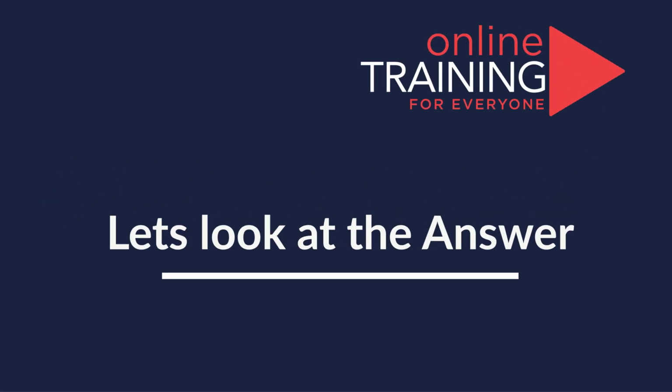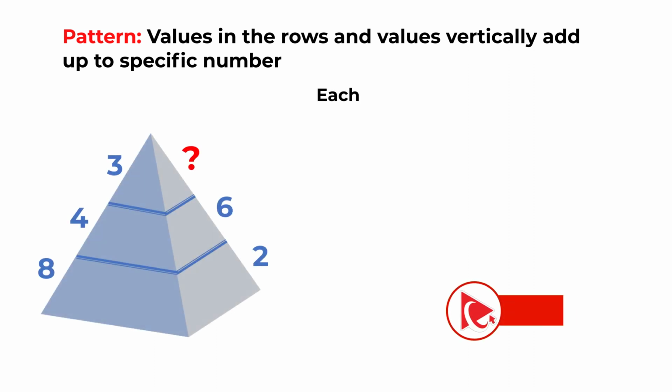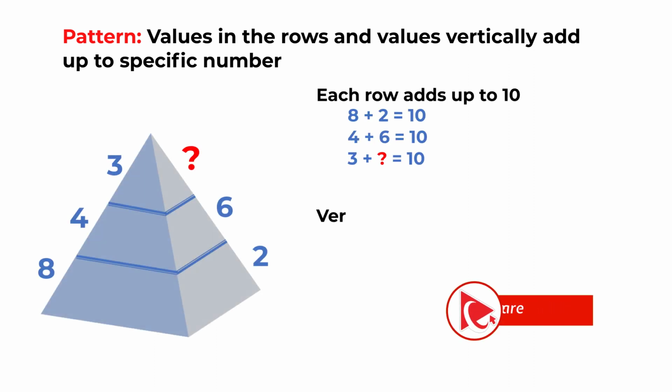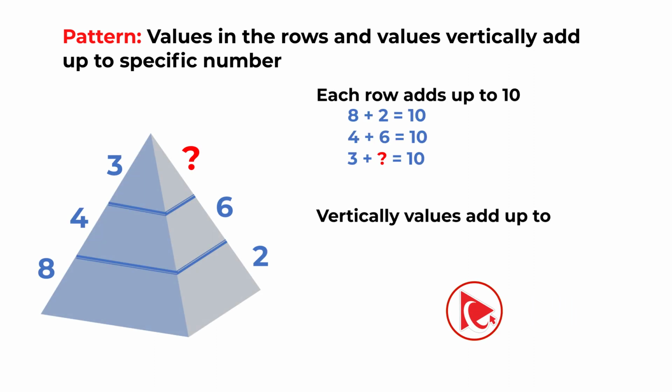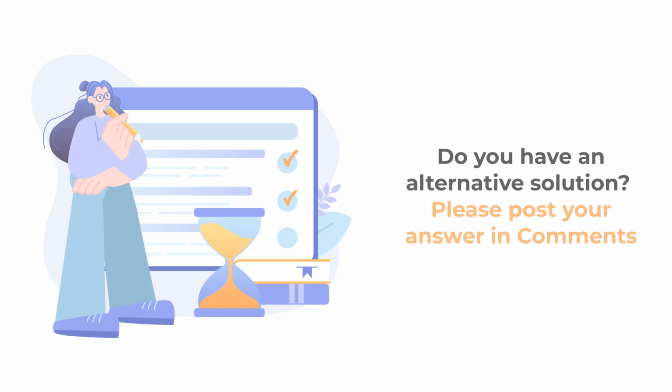As you might have figured out, the key to solving these types of challenges is always look for patterns. And if you look closely, each row adds up to 10. And vertically, values also add up to 15. So the correct answer here is choice C, 7. Hopefully you've nailed this question and now know how to answer similar problems on the test.